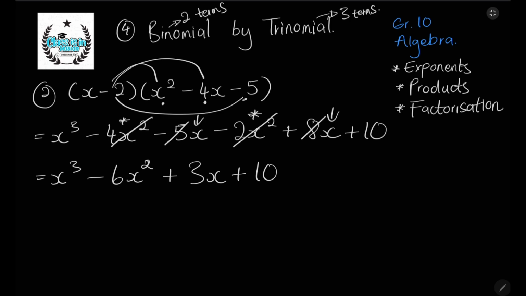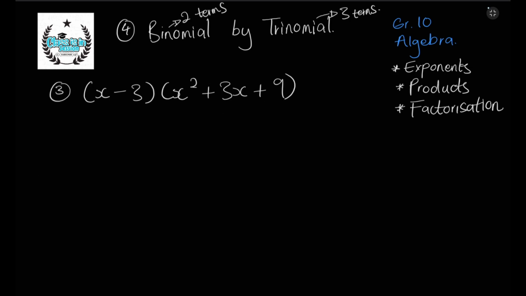So final answer is x cubed minus 6x squared plus 3 plus 10. Now let's try a difference of cubes. This is what it's called. We have x minus 3 times x squared plus 3x plus 9. Now you guys should notice how neatly the middle terms cancel each other out.